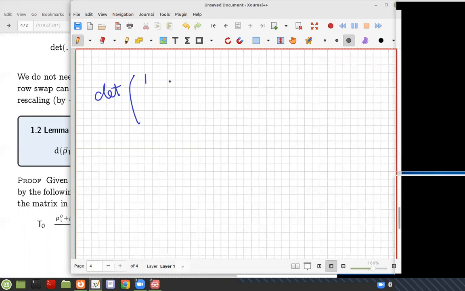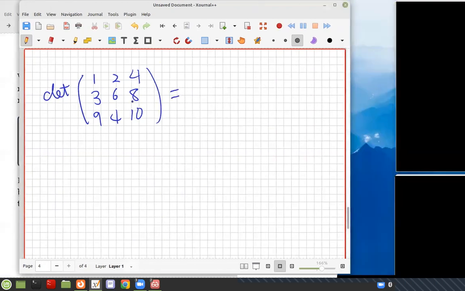say 1, 2, 4, 3, 6, 8, and say 9, 4, 10. I have no idea what, okay? So what do I do? Well, I think I can do row operations to find the determinant by doing row operations on the matrix here.